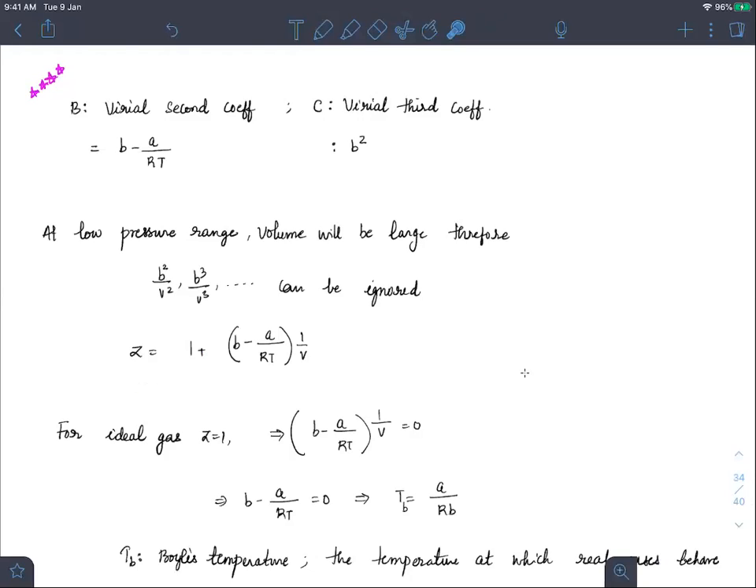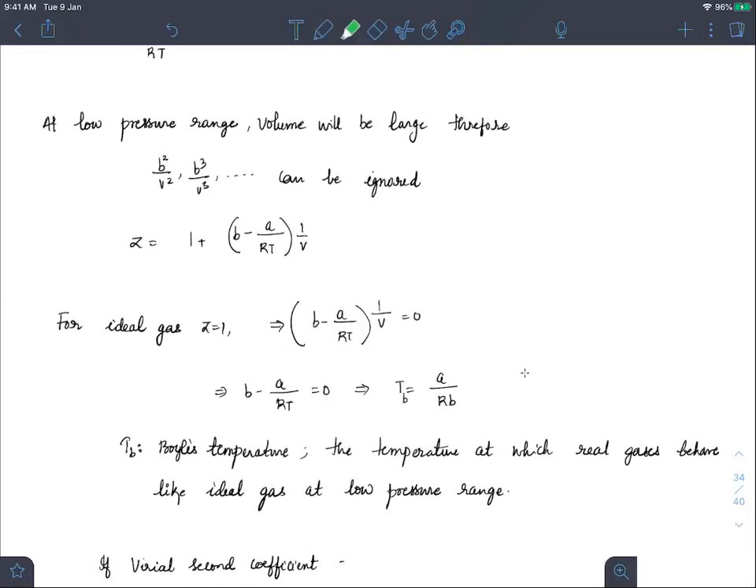Z is equal to 1 plus B minus A by RT into 1 by V. So for an ideal gas, Z will be equal to 1. So if I substitute that here, this term will become 0. So B minus A by RT is equal to 0, and TB is equal to A by RB. This is what you will get. So this temperature is what we call Boyle's temperature. So as a formula याद कर लेना, Boyle's temperature is A by RB.